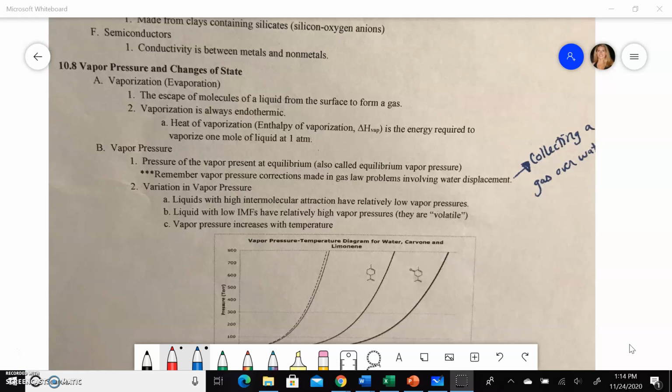We're going to skip over some of the sections in Chapter 10 because they're not in the AP curriculum, and so our next section is on Chapter 10.8. And the first thing is just recognize some of these vocab words.